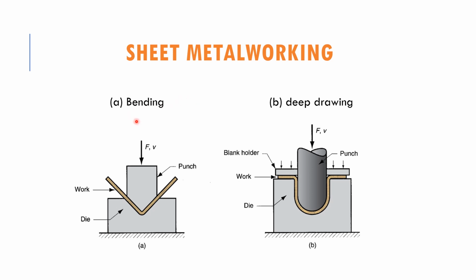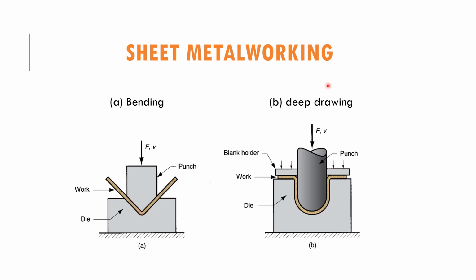So A is bending. If you can see here, this is the sheet metal being punched using this punch, and then it will follow the shape of the die here. So then the work material is bent into this shape, okay.